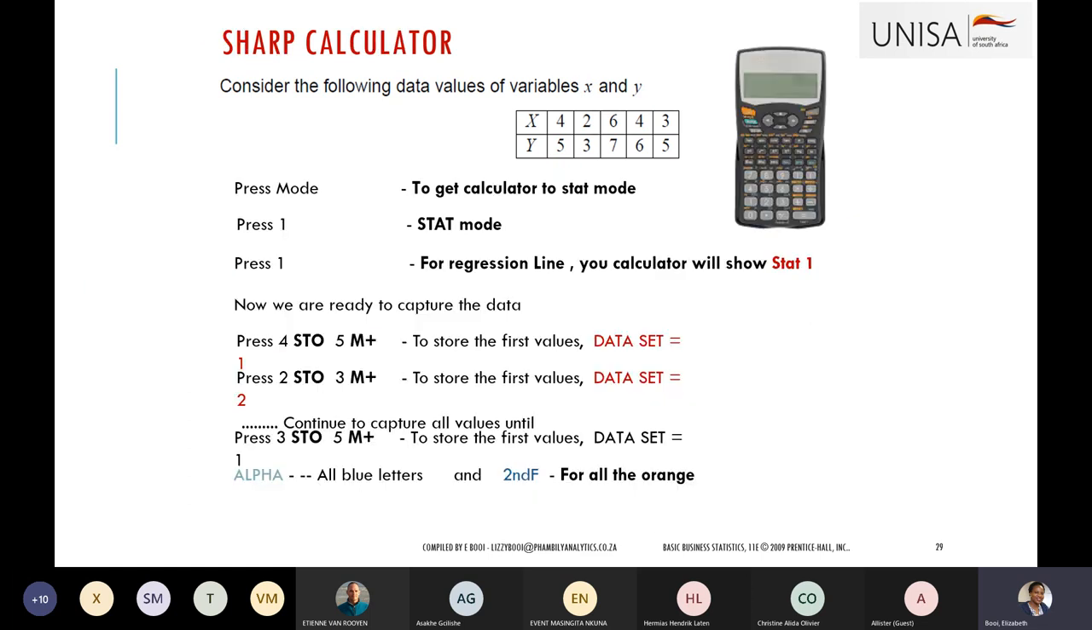For a Sharp calculator, the Sharp calculator has all the values in front. You will see they are visible everywhere. You are able to see all the values.